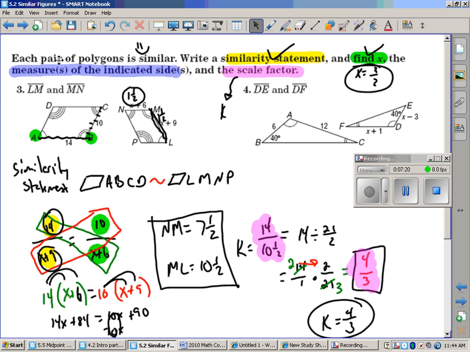So we knew the polygons were similar. We created the similarity statement down here, making sure that all the vertices of one polygon corresponded to their congruent vertices of the second one. We then found x by setting up a proportion. We found the missing side lengths by plugging x back in. And then we found the scale factor by just taking one of these ratios. It didn't matter which one we chose, we just went with this one. Put in our side lengths, and then rewrote it until we got a proper fraction.